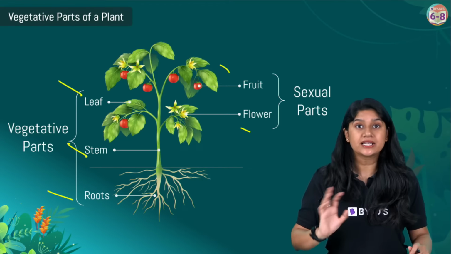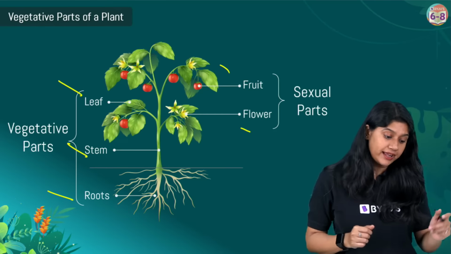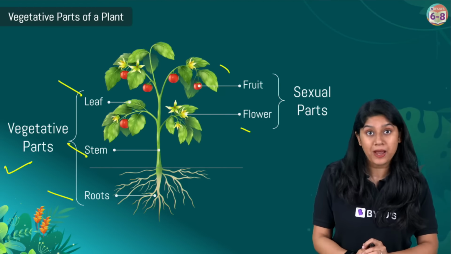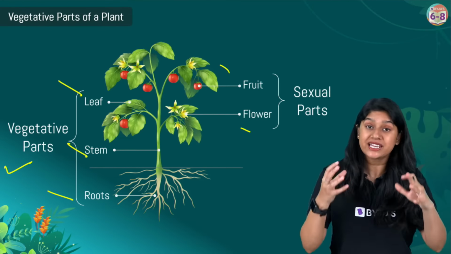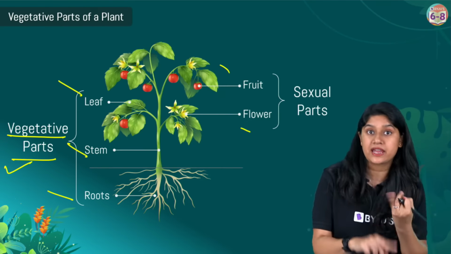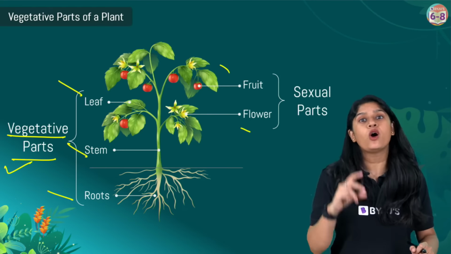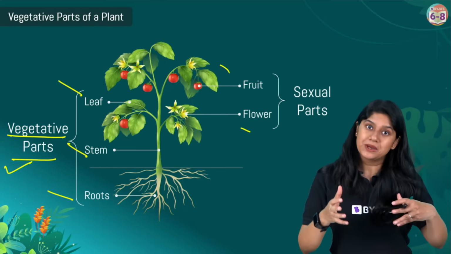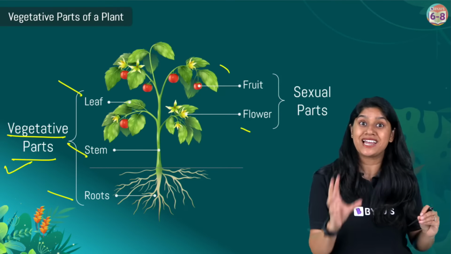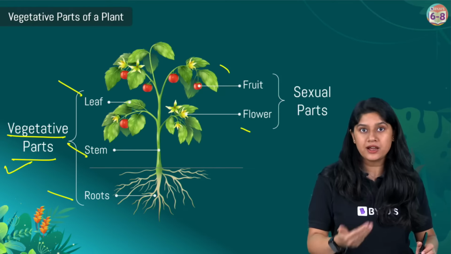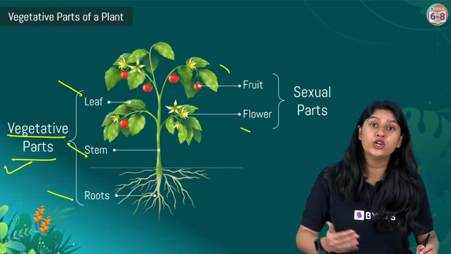So fruits and flowers are the sexual parts, right? And the leaf, stem, and root are the vegetative parts of a plant. Now, when a plant can reproduce by the vegetative parts like stem, leaves, root, we call that reproduction vegetative propagation. So basically in asexual reproduction we have a type which is vegetative propagation, where the vegetative parts of a plant will be helping us in the generation of a new organism.